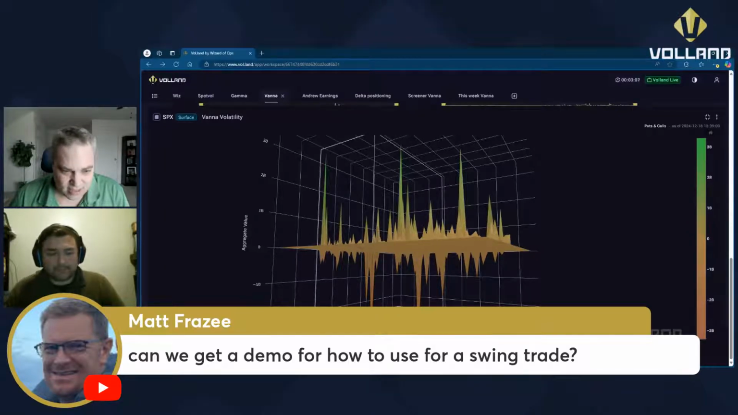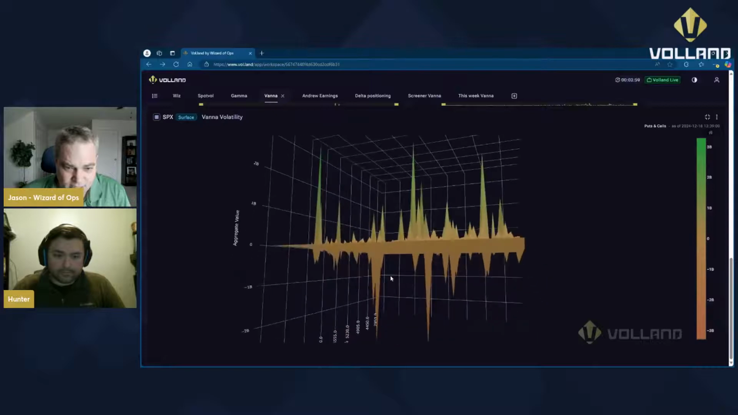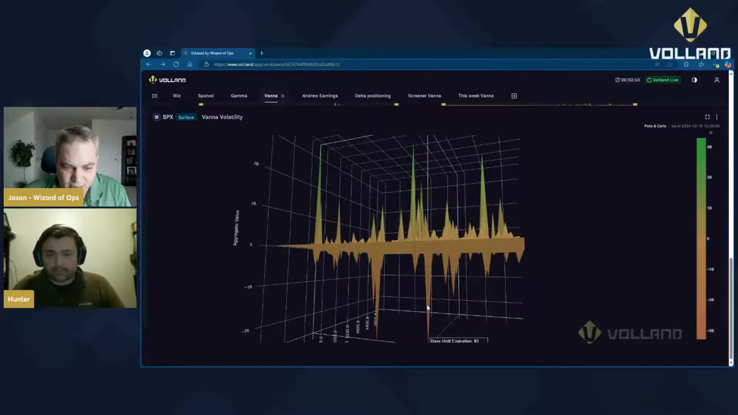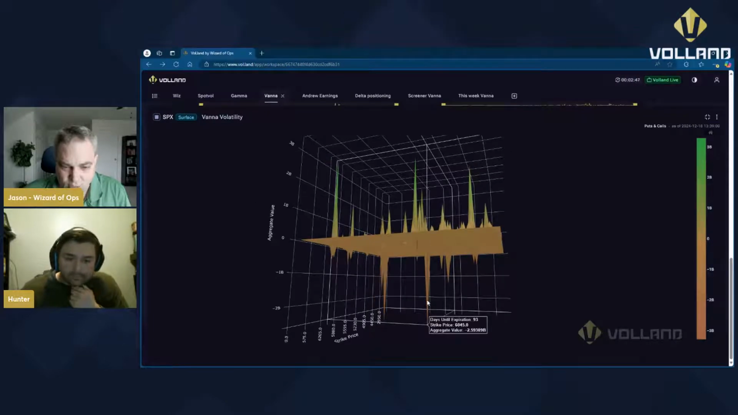So yeah, these spikes right here, the 6,200, 6,300 of negative vanna is going to have a big impact too. Some of these spikes right here, these are past calls, I presume, 93 days out. So it's March 60.45, so it's 60.50.